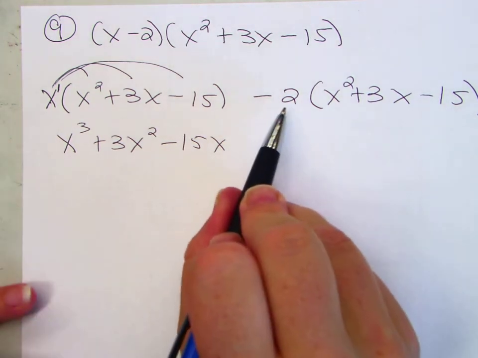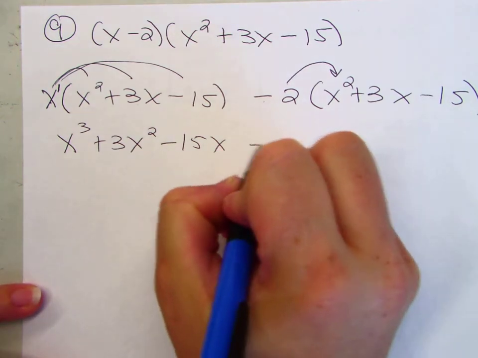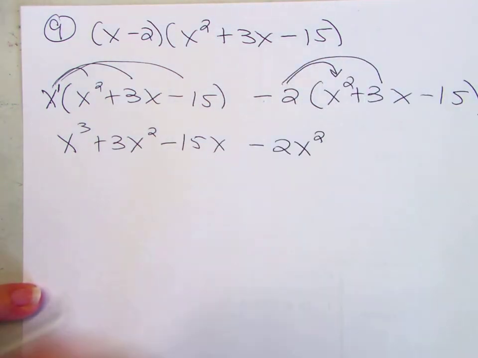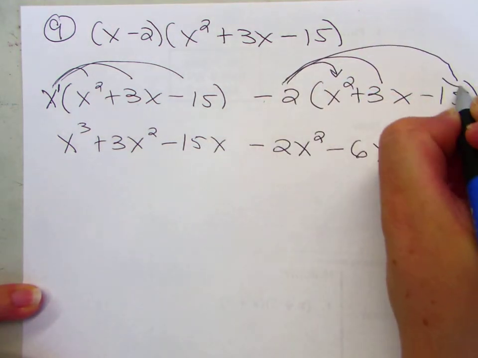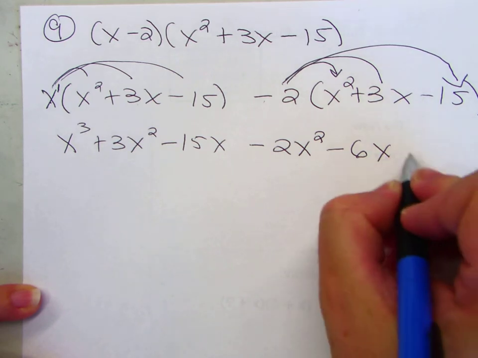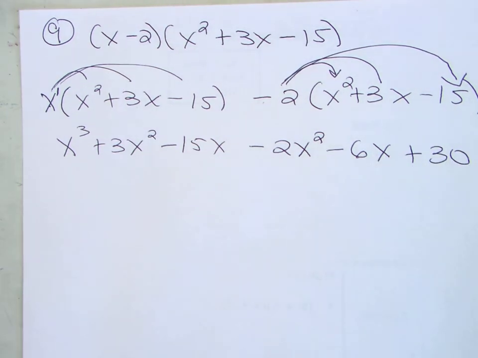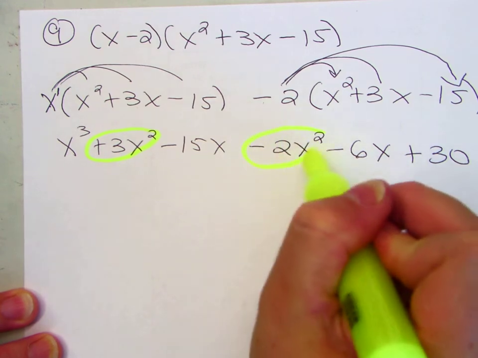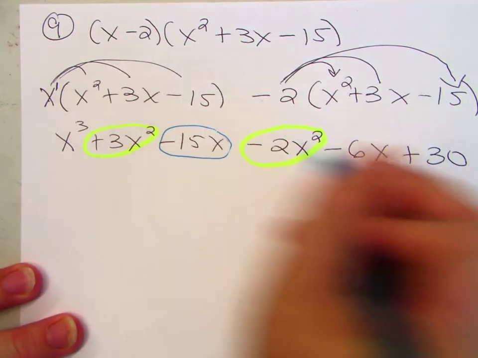Now this one is a challenge just because of the negative. Negatives always throw students off. Minus 2x squared. Negative 2 times 3 is negative 6x. And negative 2 times negative 15 is positive 30. Again, remember, negative subtraction, same thing. Now, what can we put together? We can put our x squareds together. And we can put our plain x's together.